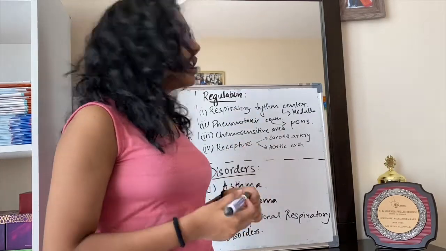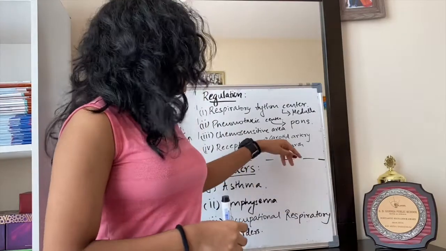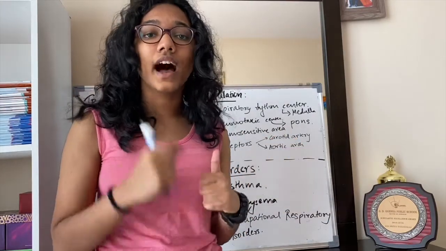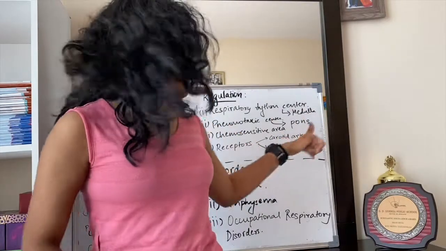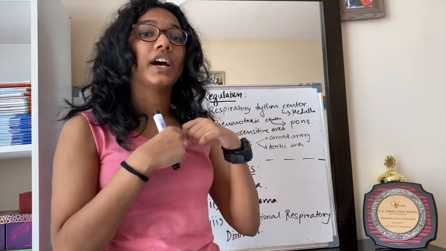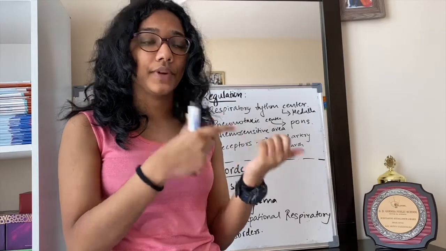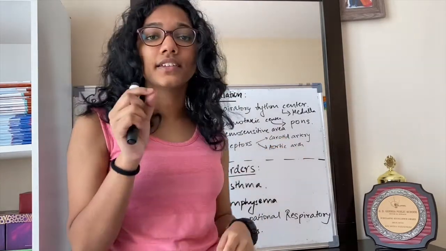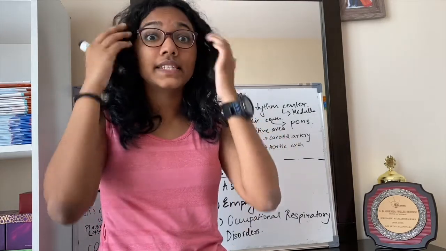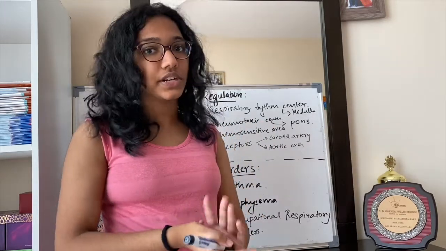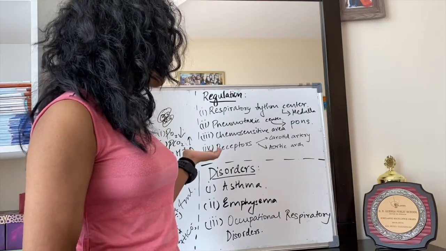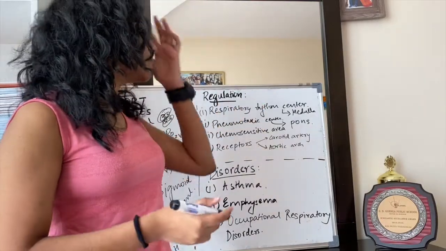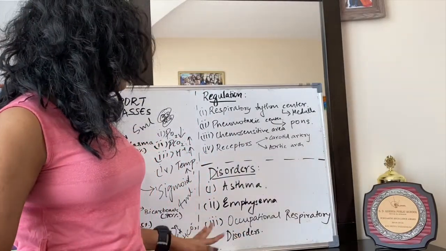Now come to receptors. There are certain receptors in our body, in the carotid artery. The carotid artery is the artery that carries blood to your brain. And the aortic arch. The aortic arch is the arc of the aorta which comes from the heart, from the left ventricle. So at these two places, there are certain receptors. These receptors sense the reduction or gain in H plus ion and carbon dioxide concentration, and they send their stimulus to the respiratory rhythm center, which further acts upon the respiration rate. So that's just about the regulation of respiration.